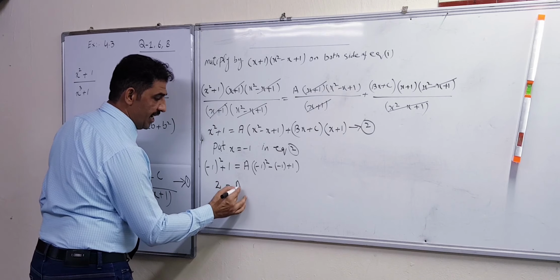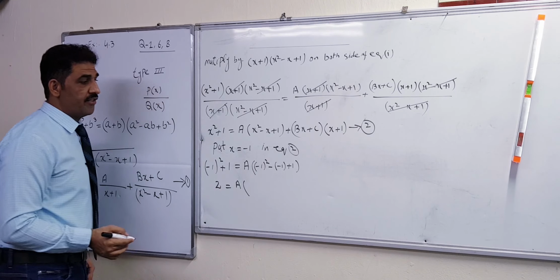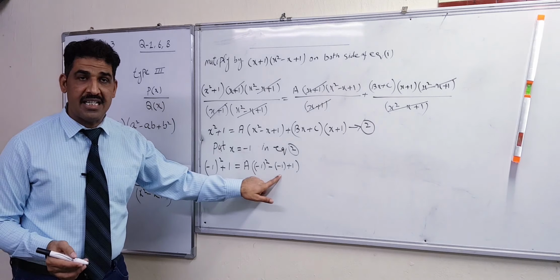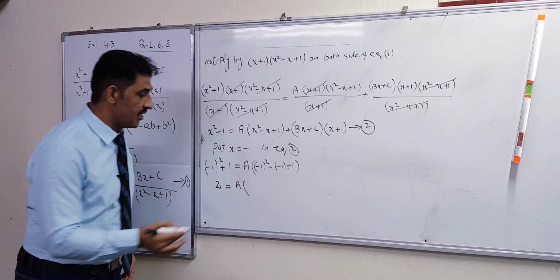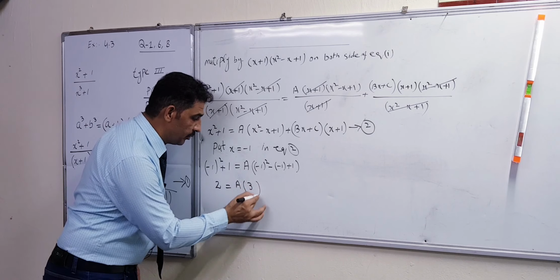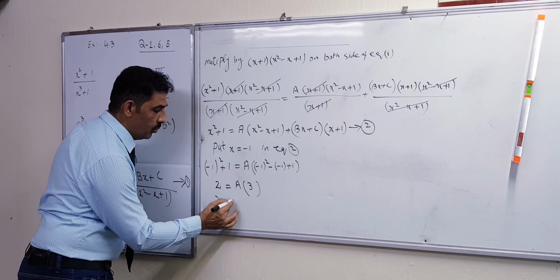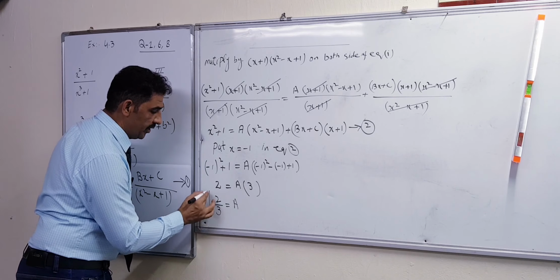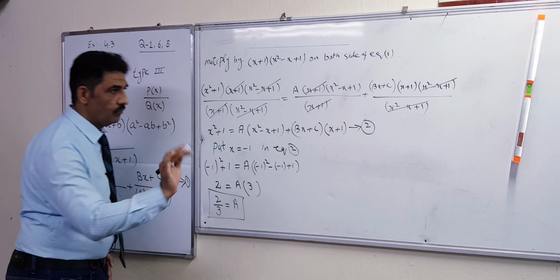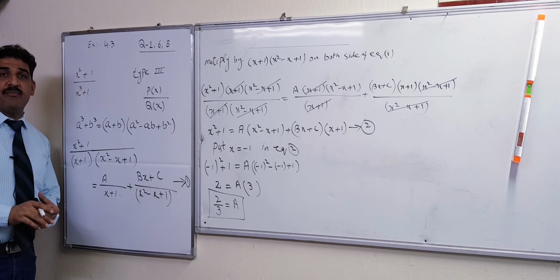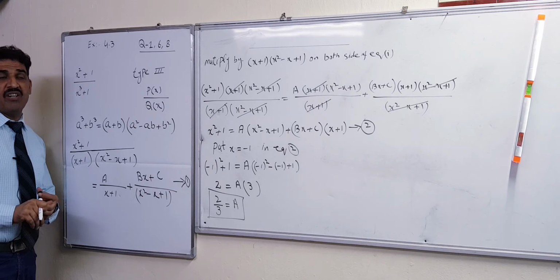Here for a you will write the same. Minus 1 square is equal to 1, minus minus becomes plus 1, and plus 1. So the final answer is equal to 3. So what is the value of a? It is equal to 2 over 3. That is the same step which we have already done in exercise 4.1.